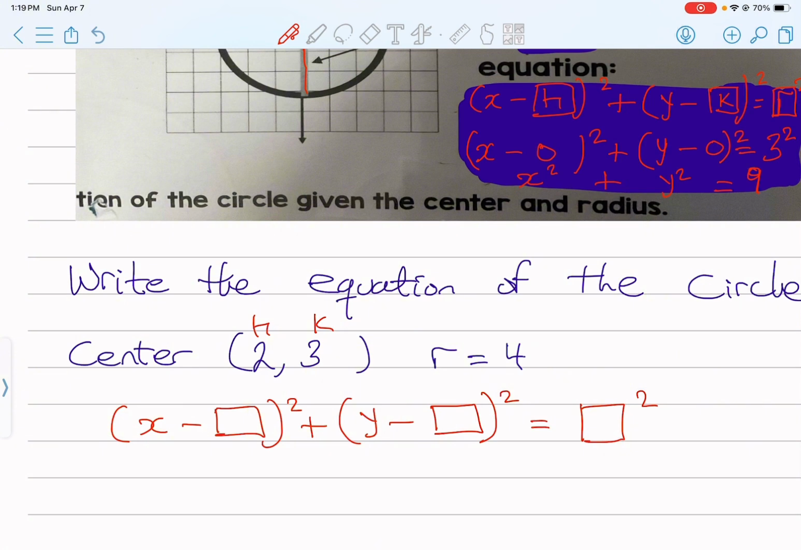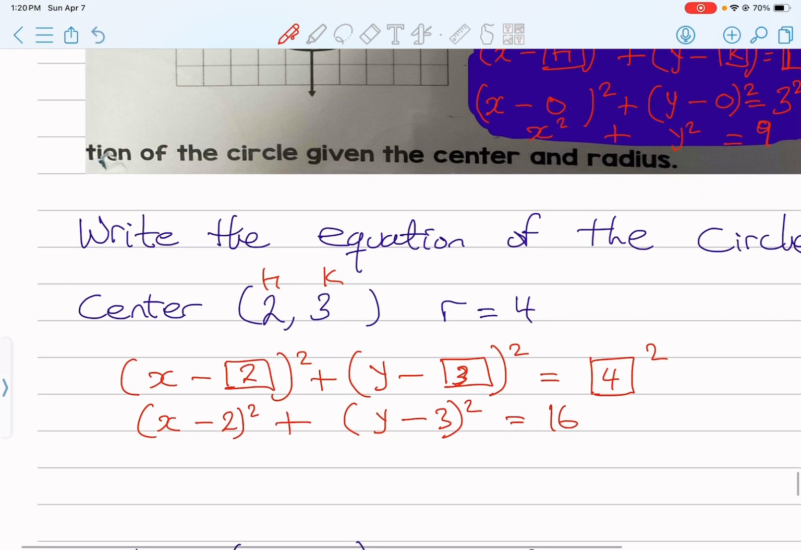So now, what goes in the first box? 2. What goes in the second box? 3. And what goes in the last box? 4. Now let's make this look pretty. So the pretty way to write this would be what? x minus 2 squared plus y minus 3 squared equals 16. You can write it that way. Got it? Yeah, I got it. Let's go to the next one.